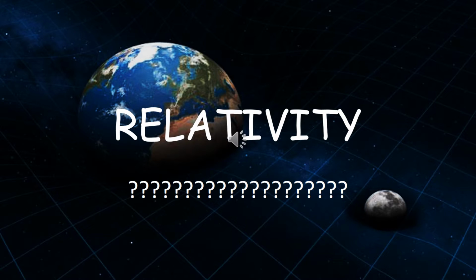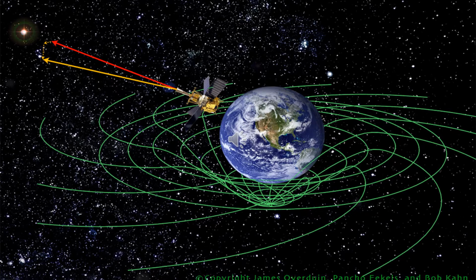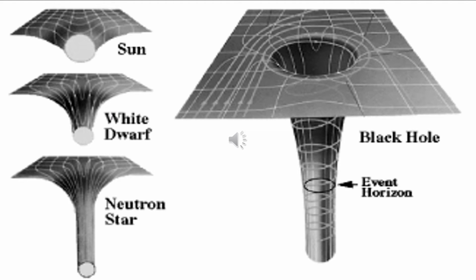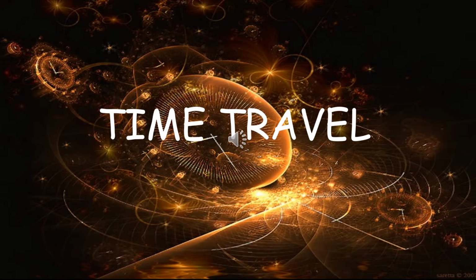Relativity. Relativity states that the more mass an object has, the more gravity. The more gravity an object has, the more it warps space-time. And in this picture is an experiment that proved this right. Some objects are so massive that they warp space-time so much that it creates a hole in the universe called a black hole. Okay, finally, last but not least, time travel.